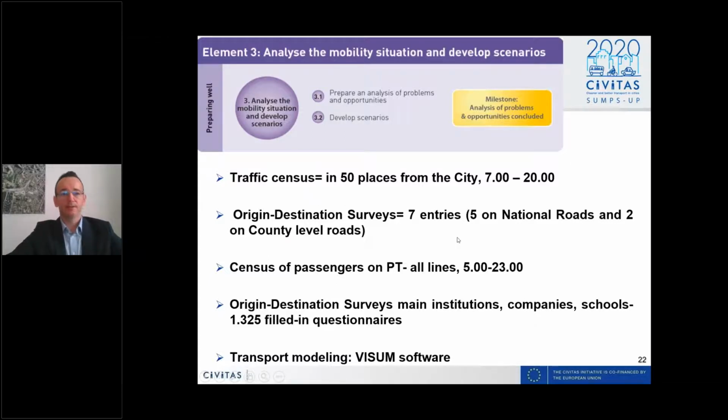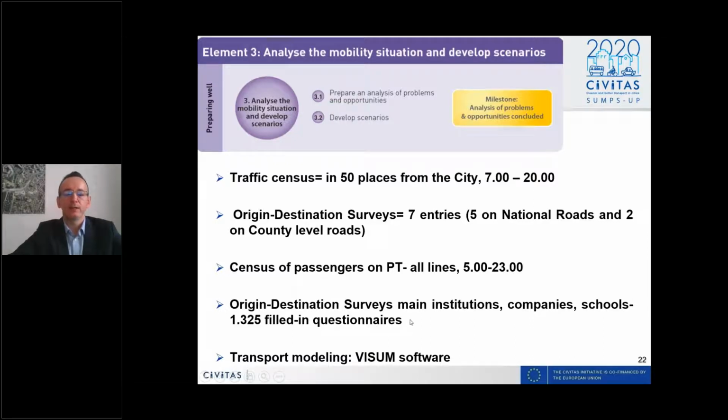In these respects, you can see that we have applied various tools: traffic census in 50 places from the city of Oradea for the duration of 1 week between 7 to 20 o'clock. Origin destination surveys on the 7 main entries, 5 on the national roads and 2 on county level roads. The census of passengers on the public transport network for all the lines on the overall operation duration service for 1 week. Origin destination surveys applied to main institutions, companies, schools.